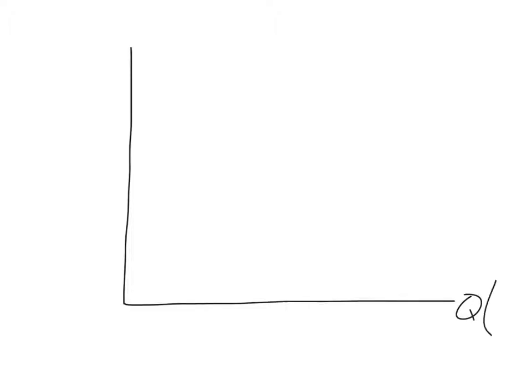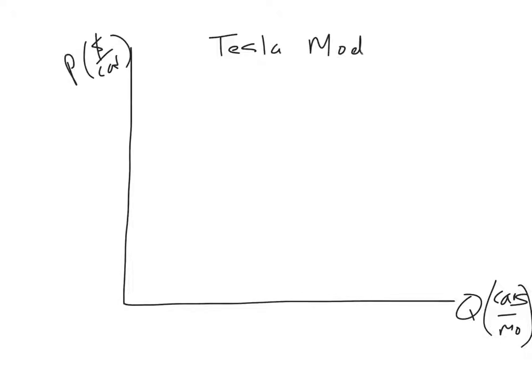Let's take Tesla Motor Corp for example, and let's suppose Tesla has a market demand and quantity sold as cars per month. Pardon my messy handwriting. Price is dollars per car. And of course, Tesla produces a lot of models. We'll call this the Tesla Model 3, and we'll just assume there's one type of Model 3. Of course, there's many varieties based on the options that a buyer would choose.